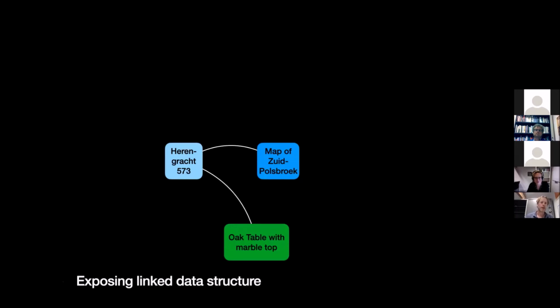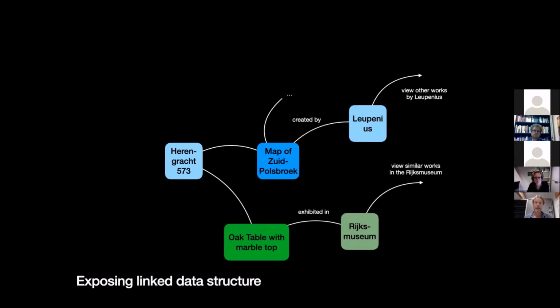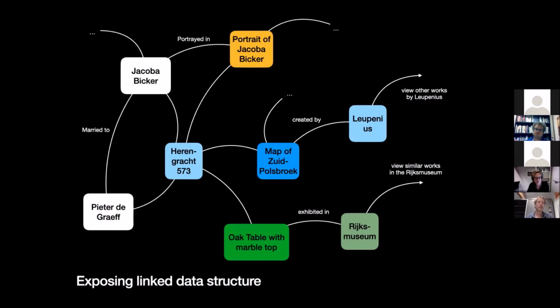So one important thing is to expose the linked data structure and also the connections to, for instance, Golden Agents. So you have the rooms in the Herengracht 573, Pieter de Graaf's house. Then, for instance, the map that we saw in the visualization was created by Lapenius. Maybe we want to view other works by him. Maybe we want to see more objects exhibited at the Rijksmuseum that match what we saw here, or we want to know more about the people who lived there, how they were portrayed in the different paintings, etc. So this is something that we're still working on and that we are going to integrate also in this interface that you saw.